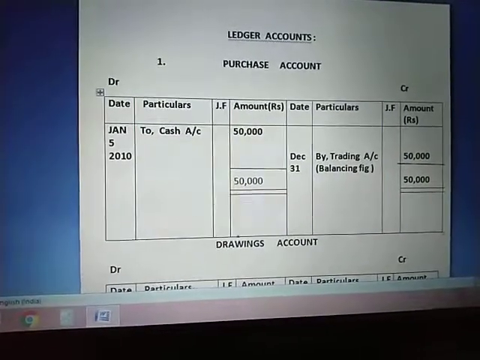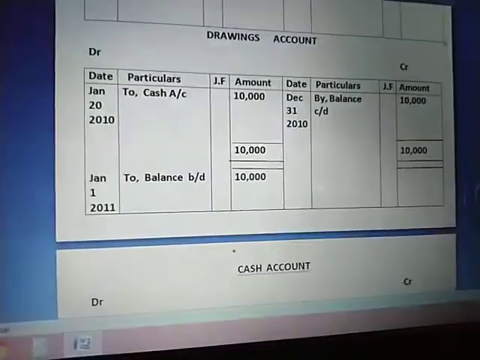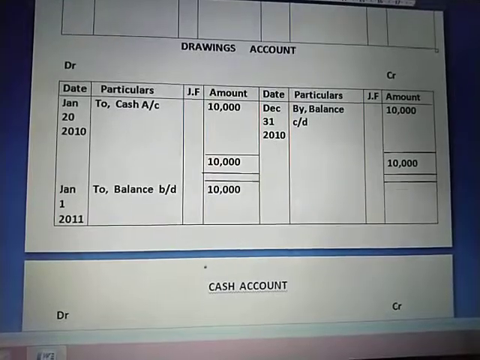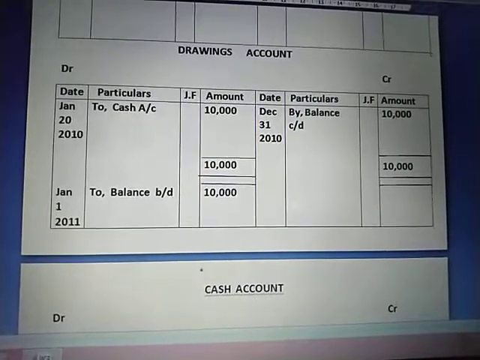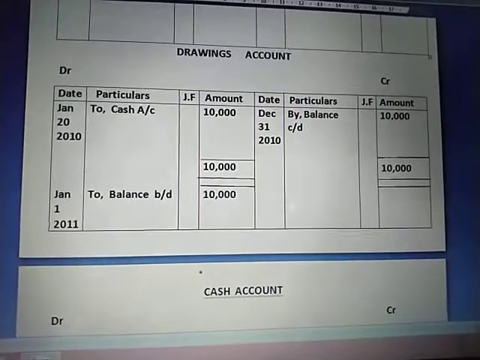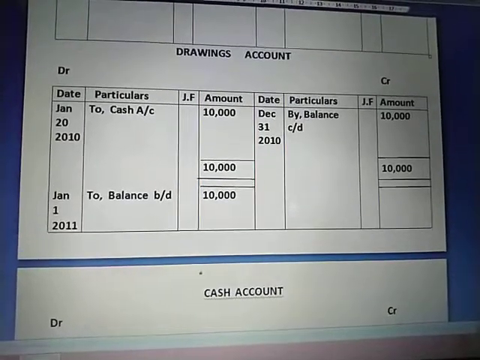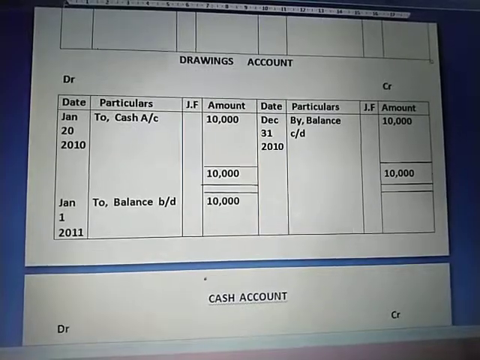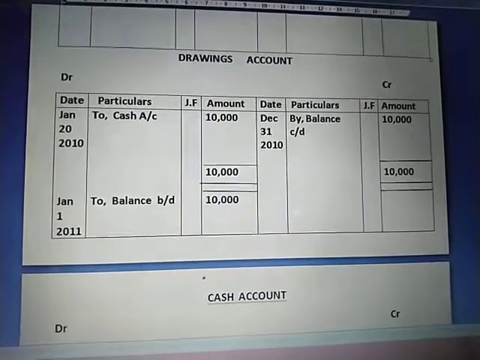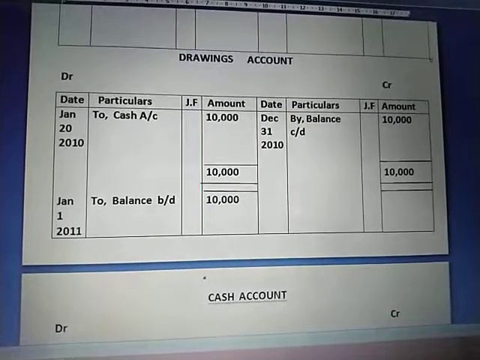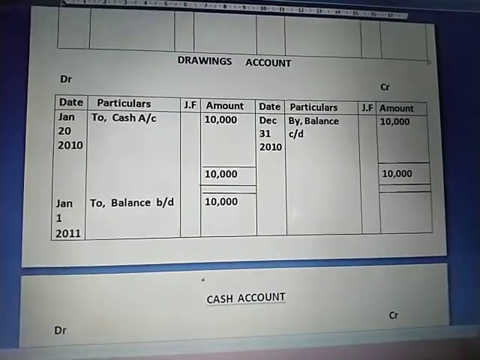Okay, now next we move on to drawings account. So now here we have drawings account and the journal entry for drawings is drawings account debit to cash. So since drawings account is being debited, in the debit side only we have to write it with the other account affected by it, that is cash account. So on Jan 20, 2010 we had drawings for rupees 10,000, so it's written as to cash account 10,000.